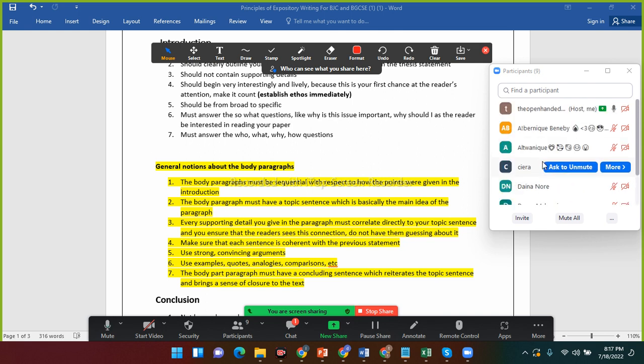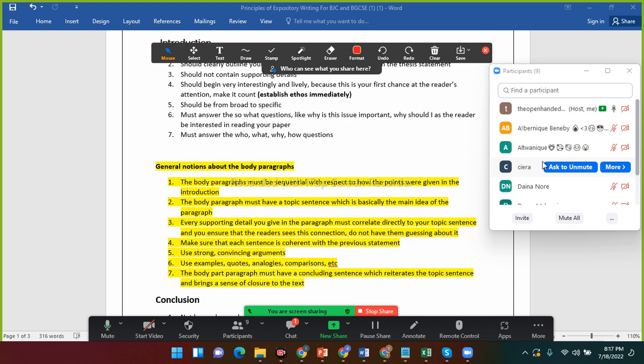Can you read number 5? Use strong, convincing arguments. Excellent. Use strong, convincing arguments. Strong and convincing. Some of your arguments were weak and unconvincing. That's how weak they were in your essays. You want them to be strong and convincing.